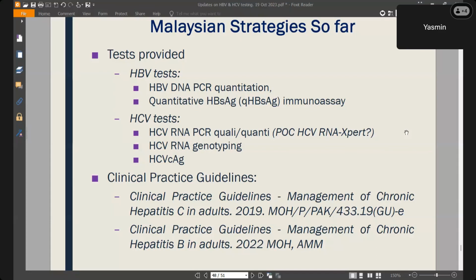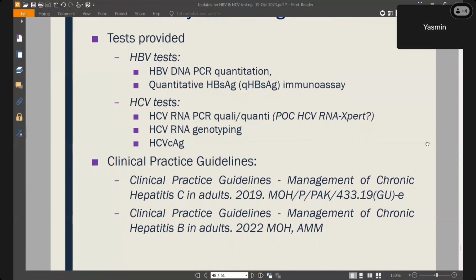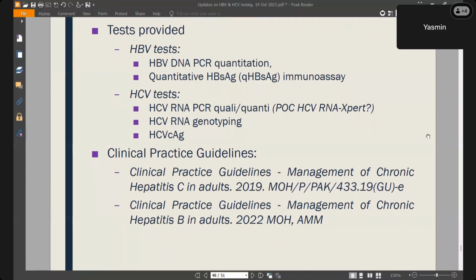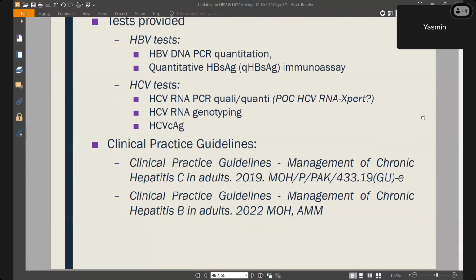But core antigen, it's available. How well do you want to use it? It's up to us, because it's still fairly expensive. Now, in terms of clinical practice guidelines, we do have that. In fact, in 2019, we got that for management of chronic hepatitis C. And then, sorry for the typo, it's not 2022 for Hep C, because 2022 is for Hep B, we started it.